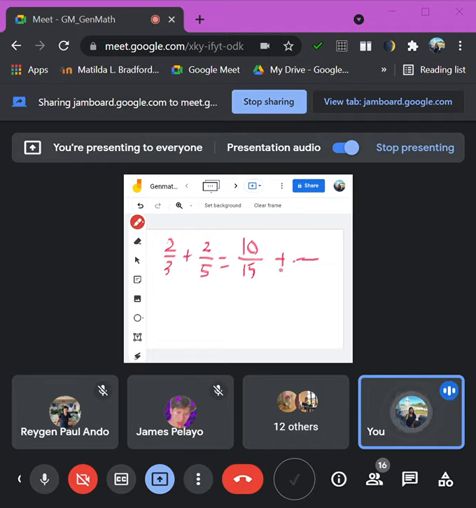And then for the 2/5, we also use 15 as the denominator, our LCD. 15 divided by 5, that is 3. 3 times 2, that is 6. So you will have 10 over 15 plus 6 over 15. If you add, it is direct because these are similar fractions. So that is 11 over 15. That is your answer for the first given.